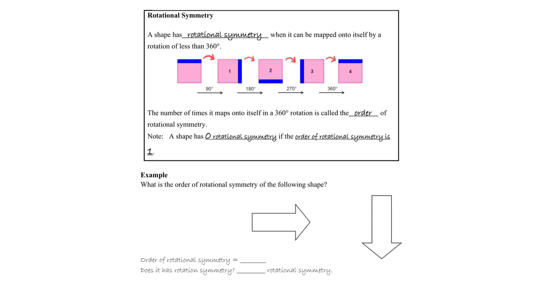Turn. And it does not look like the shape. I'm going to continue to turn. It still does not look like the shape. After I go through another round, notice that only after one full round does it go back to the original shape. So in this case, the order of rotational symmetry will be equal to 1.